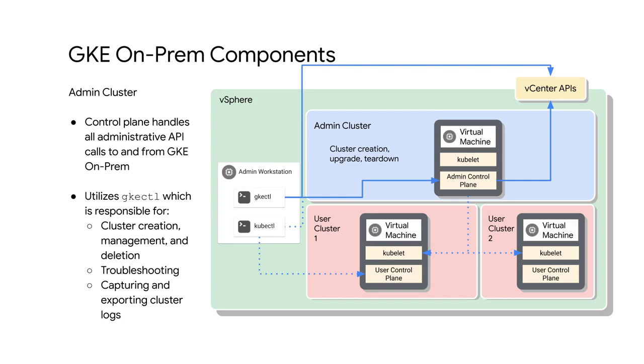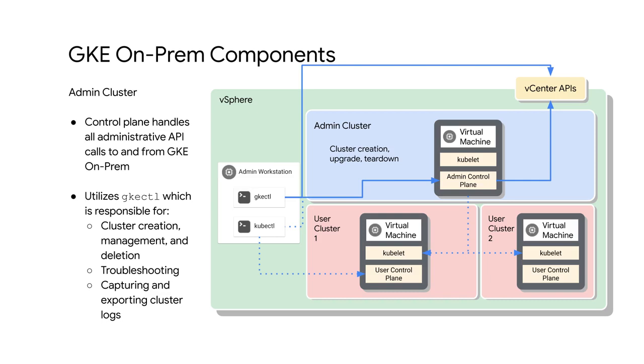On the top here, you can see that we have the admin workstation on the left, and now we have gkectl and kubectl, which you all are probably familiar with. gkectl basically provides you with a set of tools, a command line interface, to control your GKE on-prem environment, and it allows you to control your admin cluster as well. And the admin cluster has a virtual machine that controls all of your user clusters. The user clusters are where your workloads actually exist, right?